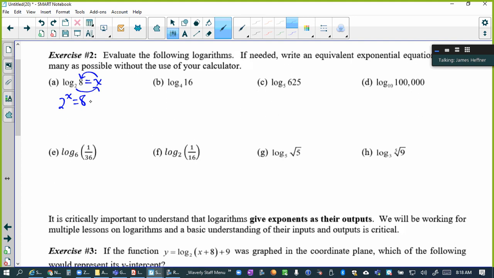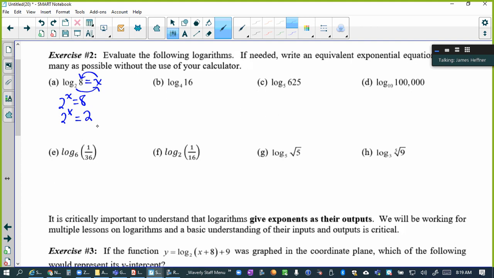All right, so what is x then? x equals 8? No, x is not 4. Let's write 8 as base 2. It's 2 to the 3.